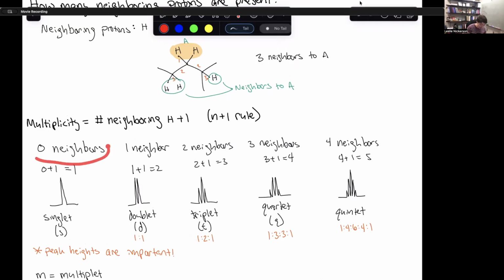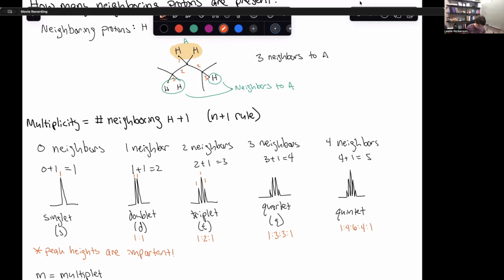So when we have 0 neighbors, the n+1 rule gives us a single peak, a single tip. That is a singlet, abbreviated as S. 1 + 1 is going to be 2, so we're going to have 2 little tips on that doublet, and it's D. Triplet is 2 + 1, so we're at 3. Now I've got 3 little tips, or you can think of them as 3 local maxima. Those 3 little tips, again 1-to-2-to-1, are abbreviated as T for triplet.